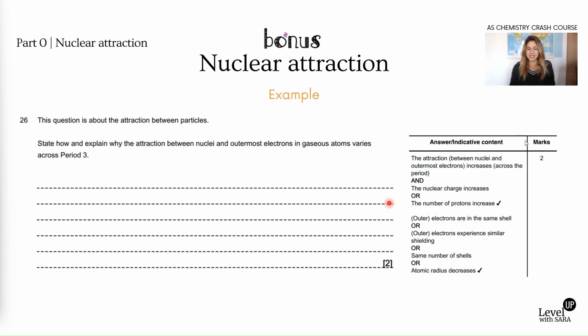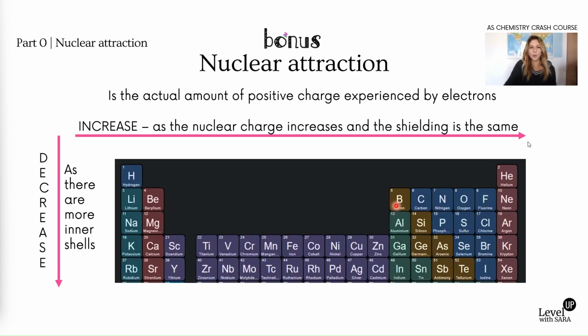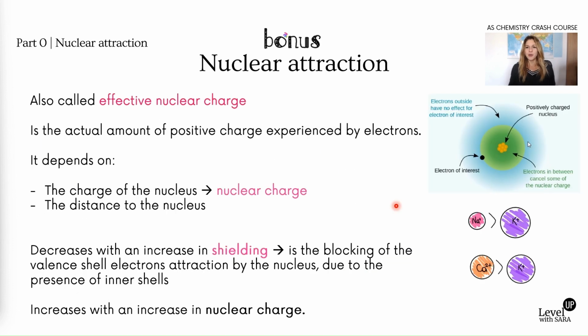I hope this is clear, and let me give you one explanation of the trend. Here we talked about the ions, sodium and potassium. There was a difference in shielding, because sodium is a smaller atom because it has fewer full shells, and a difference in charge.